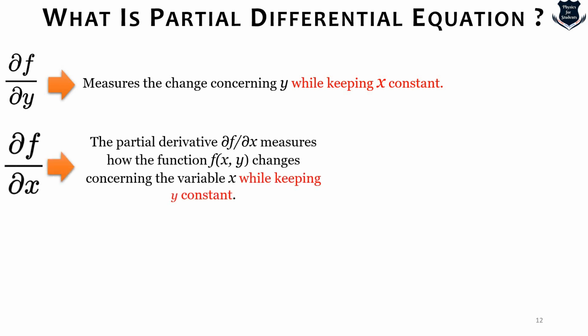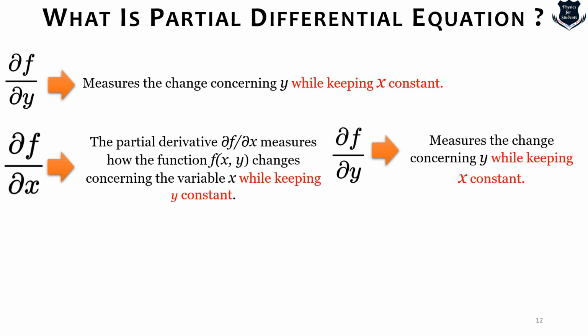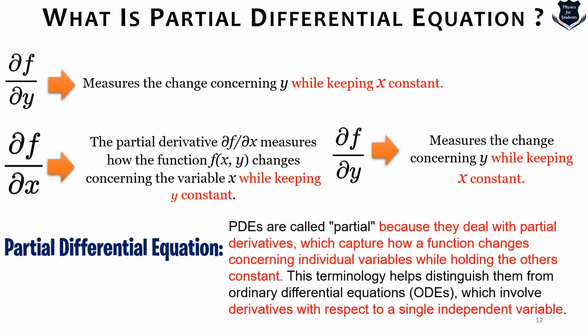So here is a quick summary. Del f by del x is the change in x while keeping y constant, and del f by del y is the change in y while keeping x constant. So this is how we do it. Now when we summarize all the words, partial, differential and equation, we get this. PDEs are called partial because they deal with partial derivatives, which capture how a function changes concerning individual variables while holding the other variables constant. The terminology helps to distinguish them from ordinary differential equations, which involve derivatives with respect to one independent variable.